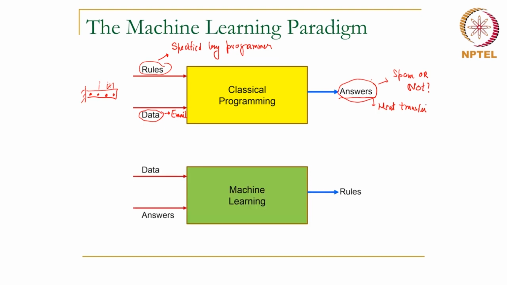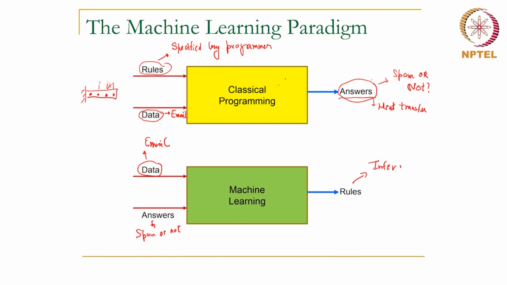Machine learning, on the other hand, works in the opposite way, which is you give me data. Let's take the email example again. Give me email. Give me answers. For a bunch of emails, you tell me spam or not. And here I infer the rules. So you can see, in some sense, this is also like an inverse problem. Classical programming is a forward problem, and machine learning itself is an inverse problem.